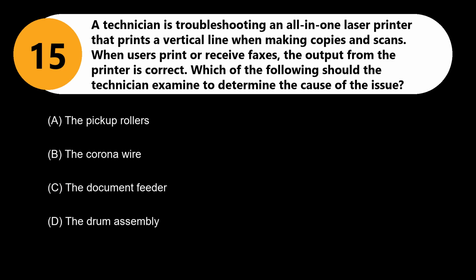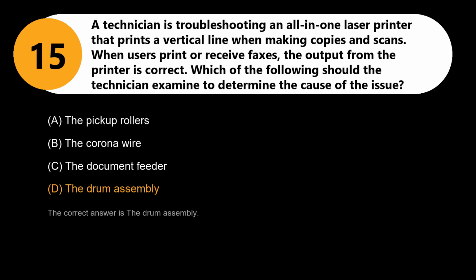Question 15. A technician is troubleshooting an all-in-one laser printer that prints a vertical line when making copies and scans. When users print or receive faxes, the output from the printer is correct. Which of the following should the technician examine to determine the cause of the issue? Option A, the pickup rollers. Option B, the corona wire. Option C, the document feeder. Option D, the drum assembly. The correct answer is option D, the drum assembly.